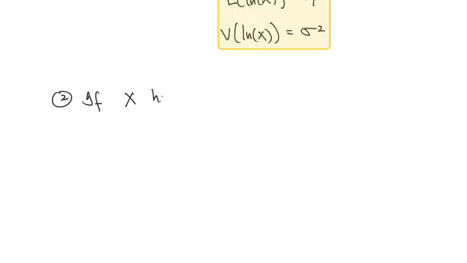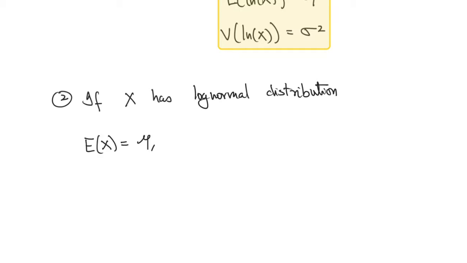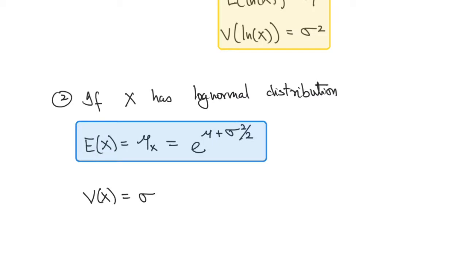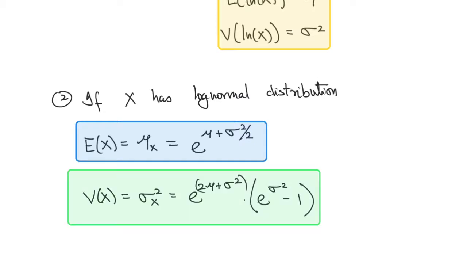If x has the log normal distribution, the expected value of x is going to be e to the mu plus sigma squared over 2, and the variance of x is going to be e to the 2 mu plus sigma squared times e to the sigma squared minus 1. It's important to distinguish the parameters of x and ln of x.